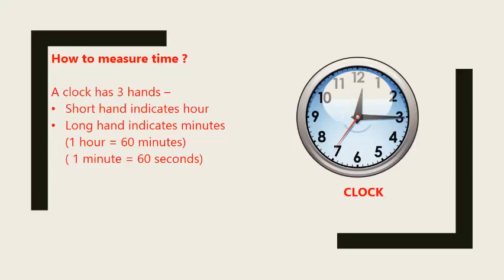Now look at this. This is a clock. How many hands can you see in a clock, children? Correct. It has 3 hands. And what does each hand indicate? The short hand is the hour hand and it points to the current hour. The long hand that goes around on a clock is the minute hand. 60 minutes make an hour. That is, 1 hour is 60 minutes.